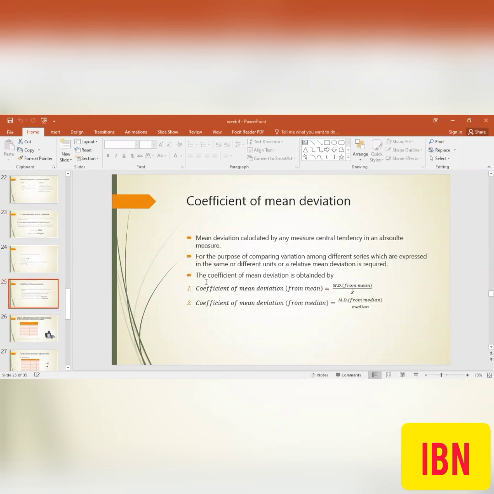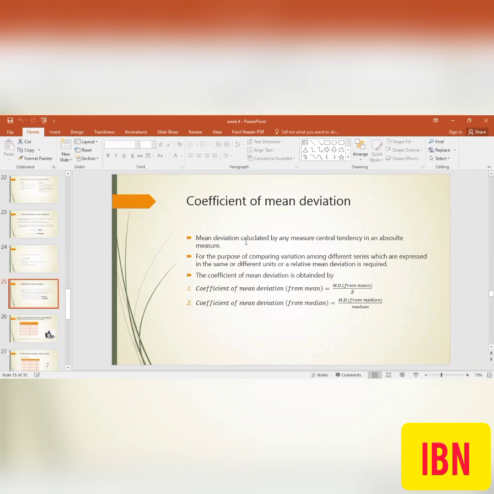The next is going to be the coefficient. As we have already discussed in the range and the quartile deviation, the coefficient of anything, be it the range coefficient or the quartile deviation coefficient, and similarly the mean deviation coefficient, will be a unit-free number. Unit-free number means a pure number. You see, it's a relative term.